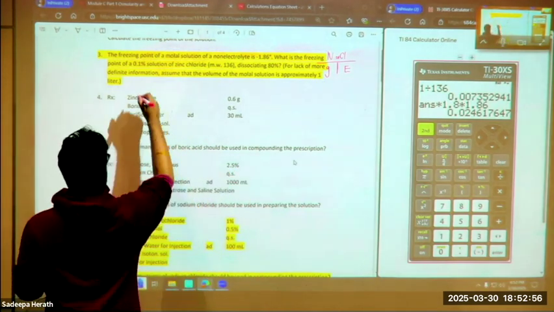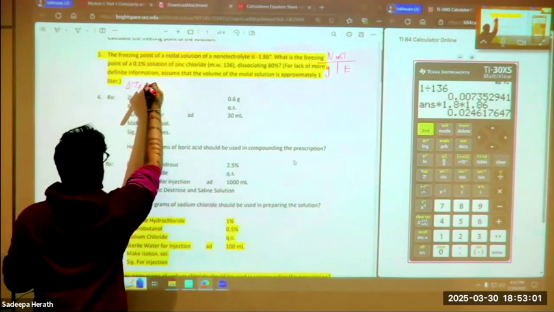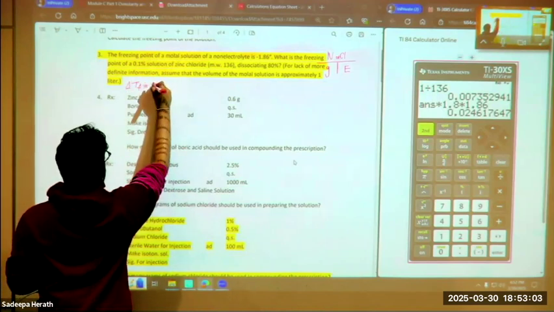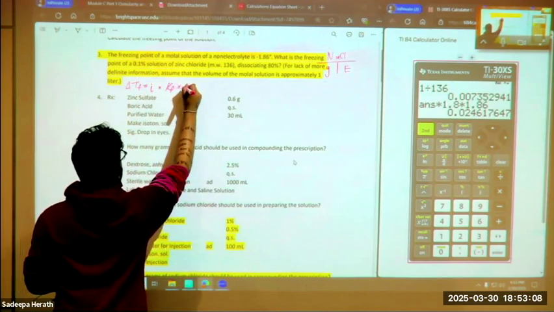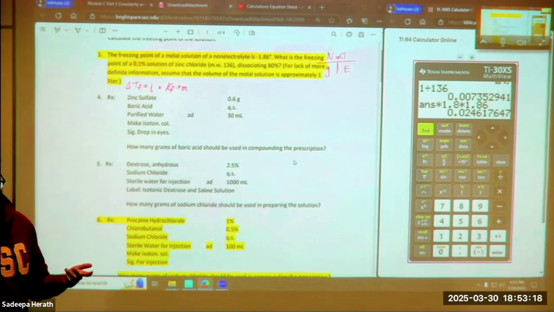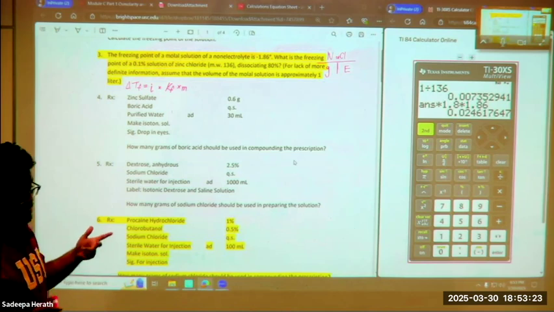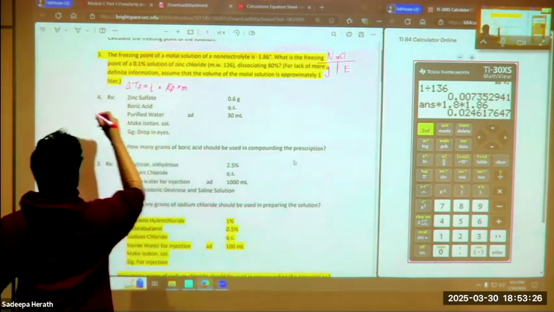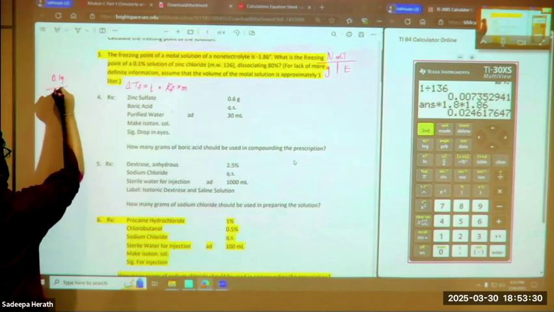So our original formula, right, freezing point, delta TF equals I times KF times M, right? Okay, so molality is moles per kilogram. We're given a percent of zinc chloride in a solution. So 0.1% equals 0.1 grams per 100 mL.